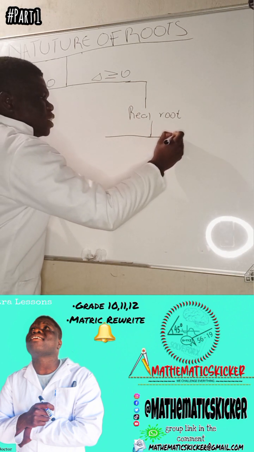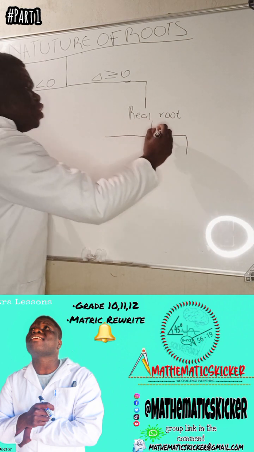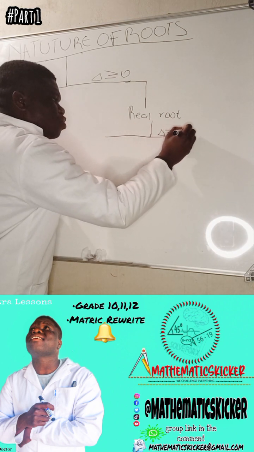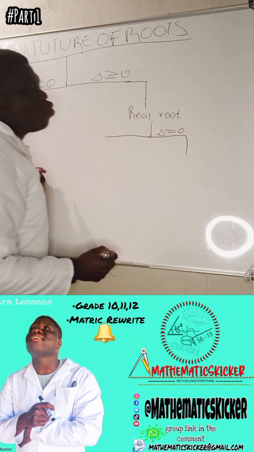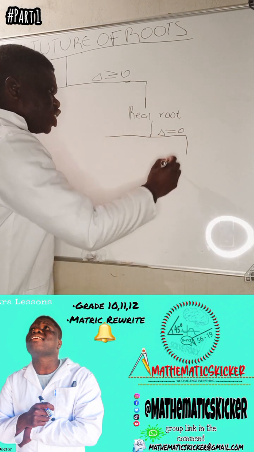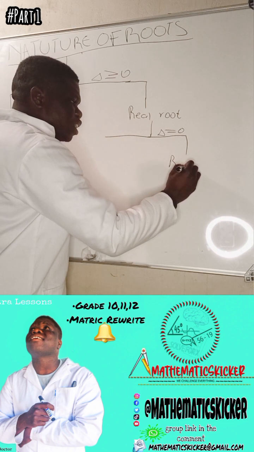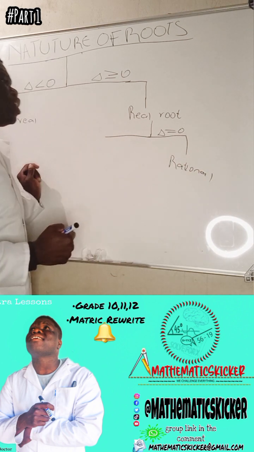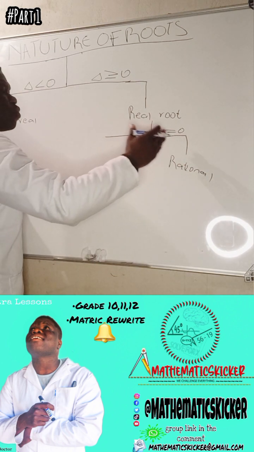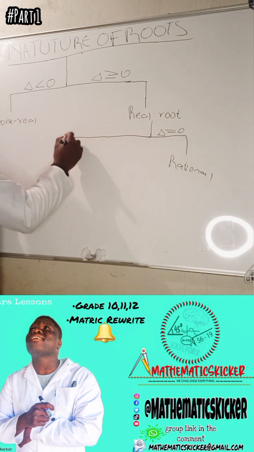But if our discriminant is equal to 0, our roots will always be rational, right? Our roots will always be rational if our discriminant is equal to 0.